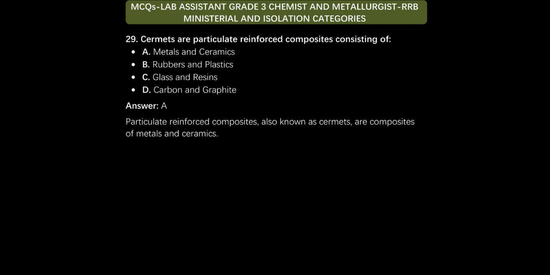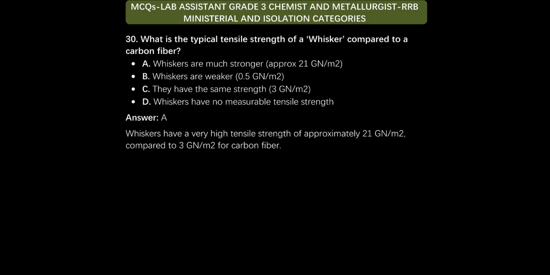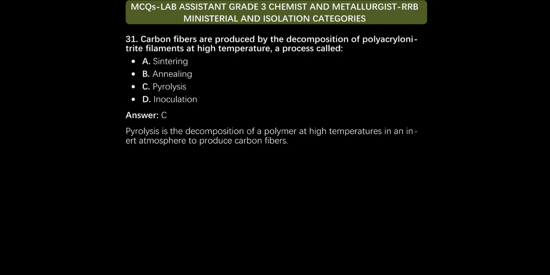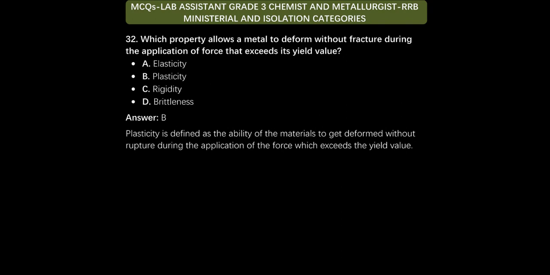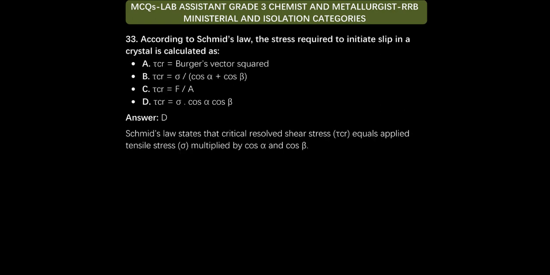Cermets are particle reinforced composites consisting of option A, metals and ceramics. What is the typical tensile strength of whiskers compared to carbon fiber? Option A, whiskers are stronger. Carbon fibers are produced by the decomposition of polyacrylonitrile filaments at high temperature, a process called option C, pyrolysis. Which property allows a metal to deform without fracture during the application of force that exceeds their yield value? Option B, plasticity. According to Schmid's law, the stress required to initiate slip in a crystal is calculated as option D.